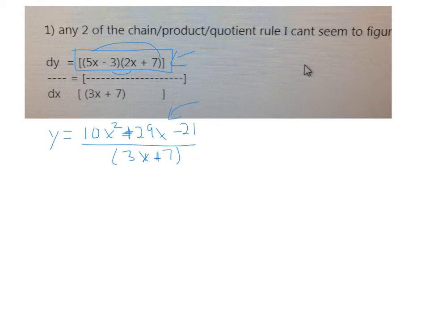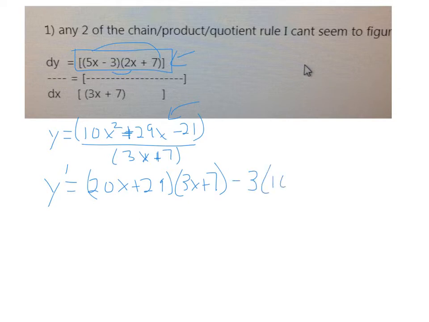So I would say do that first, just multiply it out, and then really you just have one function on top and one on the bottom, and when you find your derivative, you're going to take the derivative of the top, and you're going to multiply that by the bottom. Then you're going to subtract the derivative of the bottom, multiplied by the top.